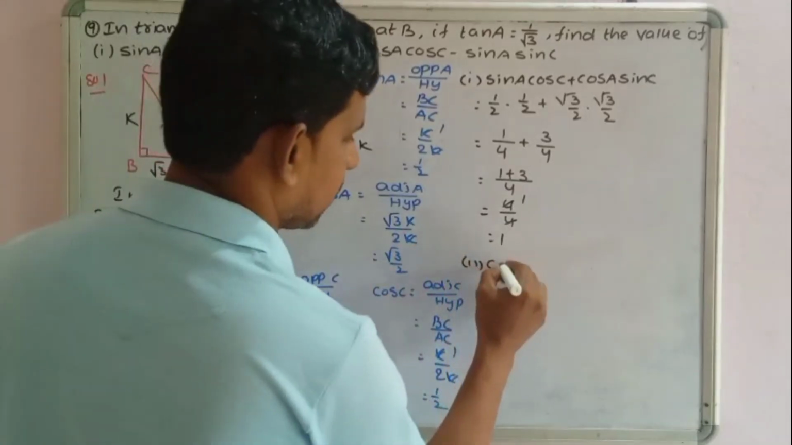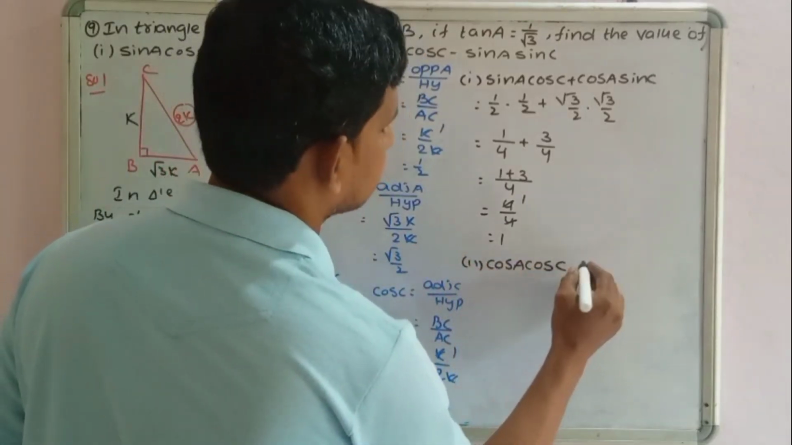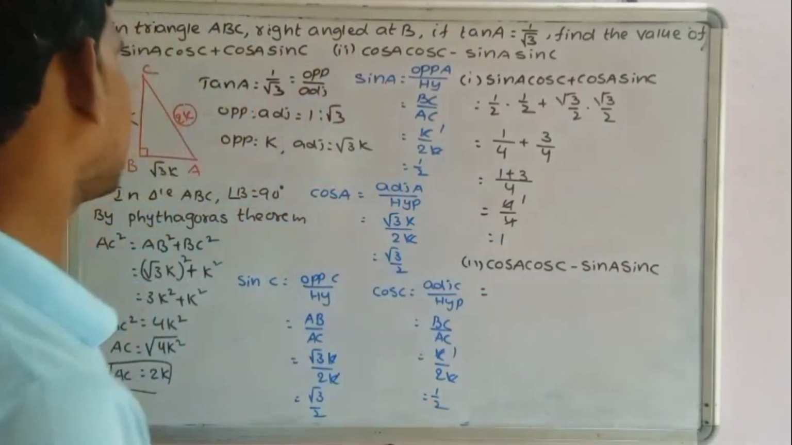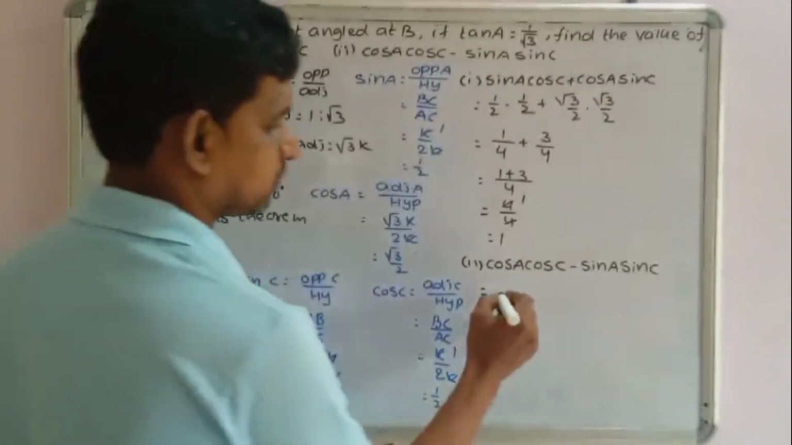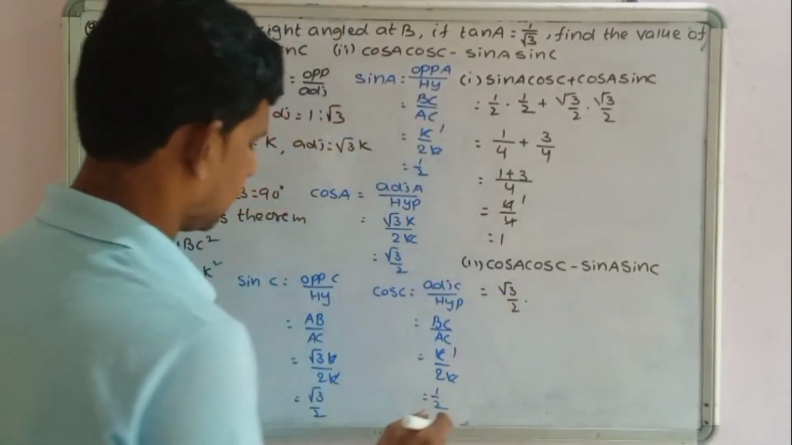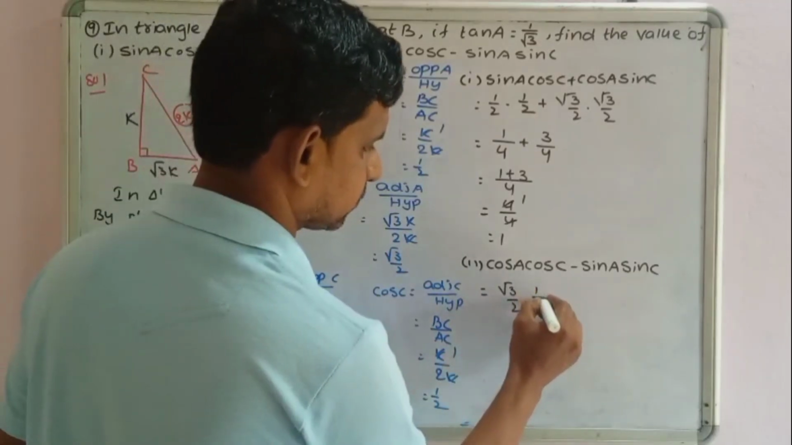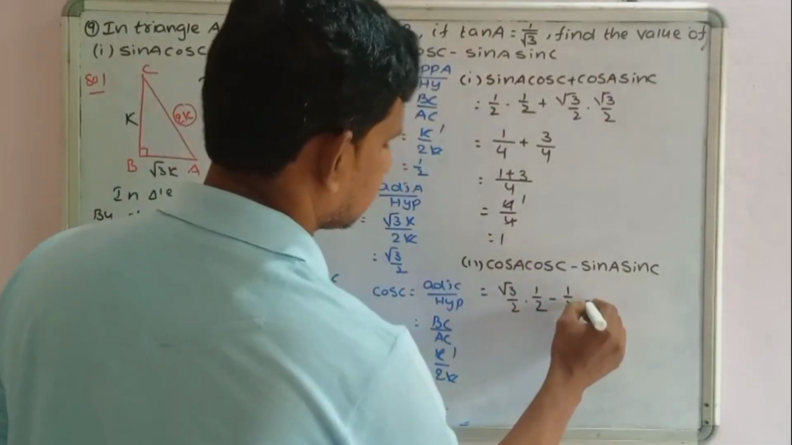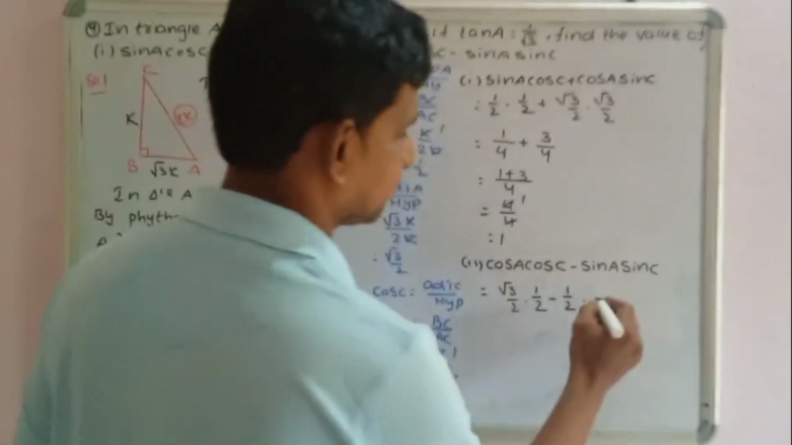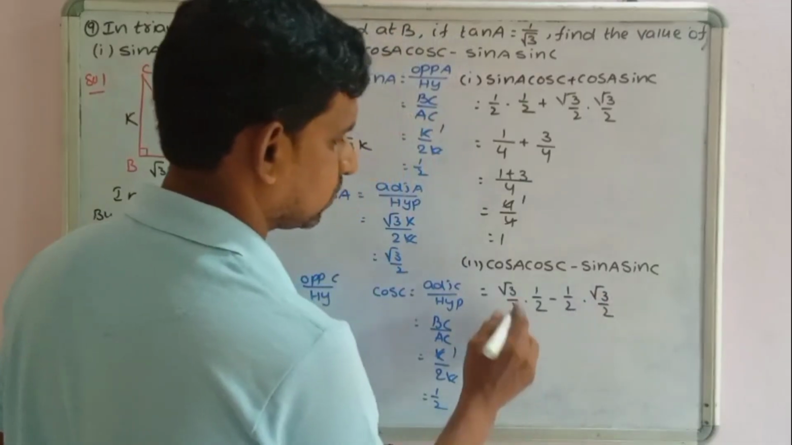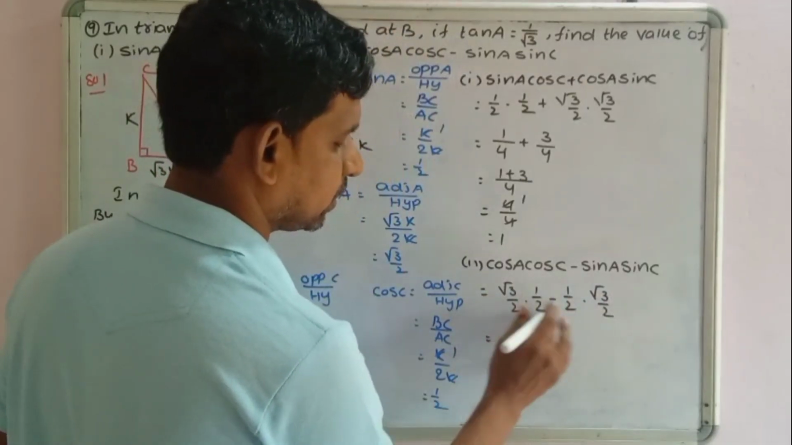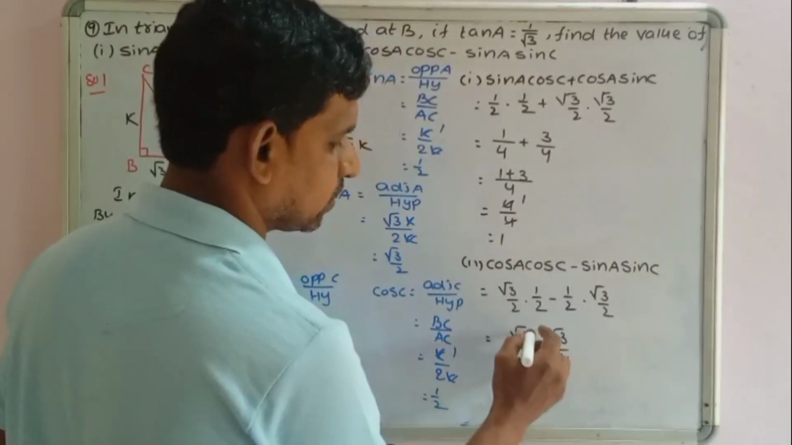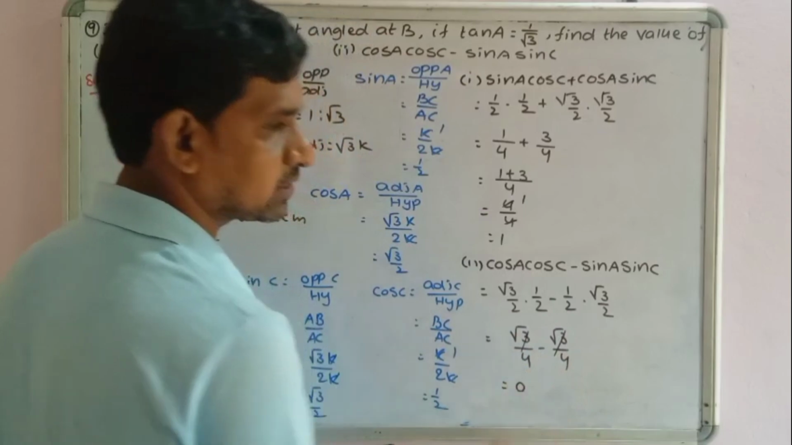What is the second one? Cos A cos C minus sin A sin C. Cos A value is root 3 by 2, cos C value is 1 by 2, minus sin A value 1 by 2, sin C value root 3 by 2. So root 3 into 1 is root 3, 2 into 2 is 4, minus 1 into root 3 is root 3, 2 into 2 is 4. Root 3 by 4 and root 3 by 4 get cancelled. So the final answer is 0.